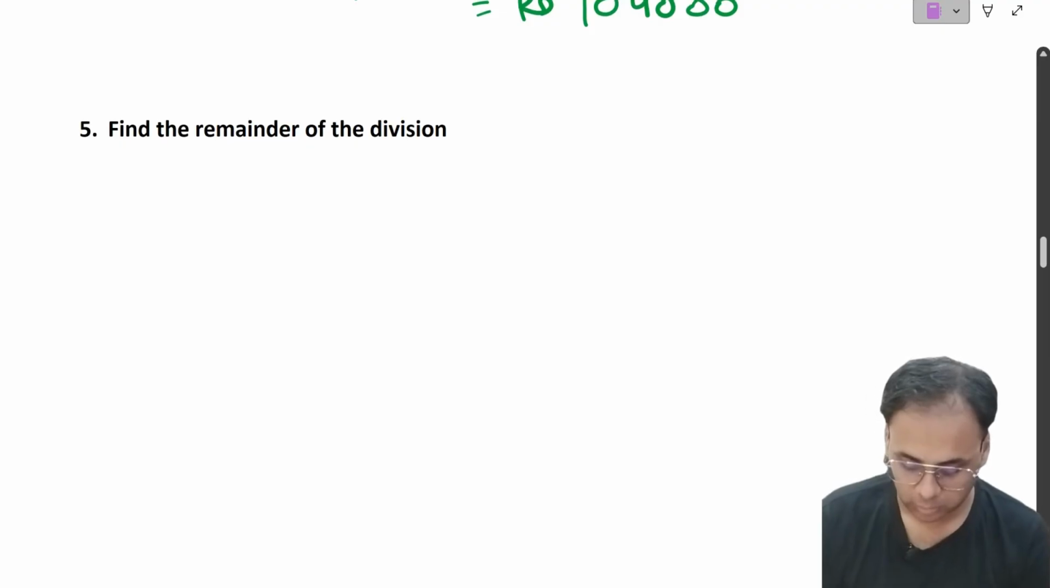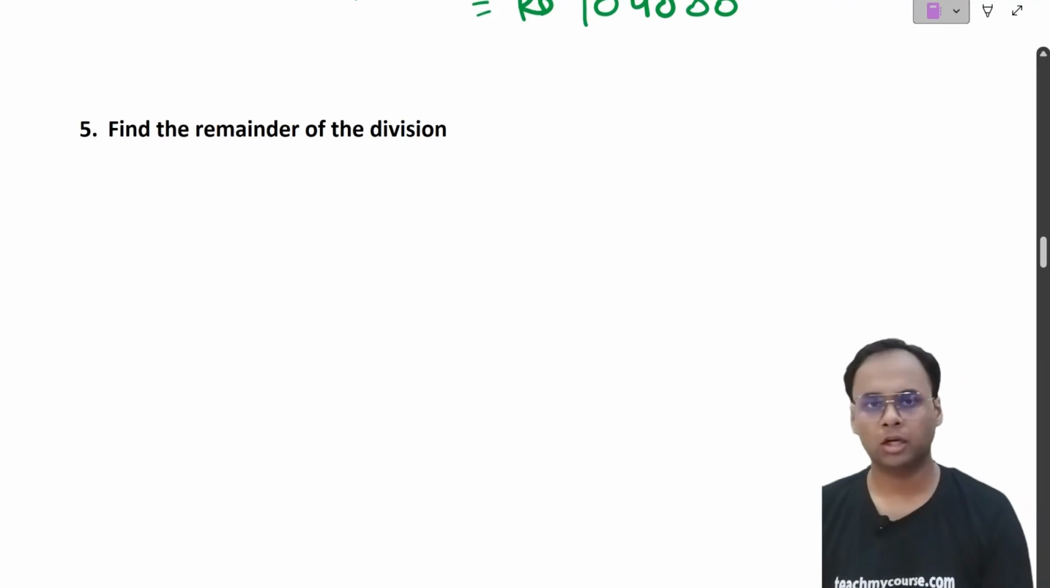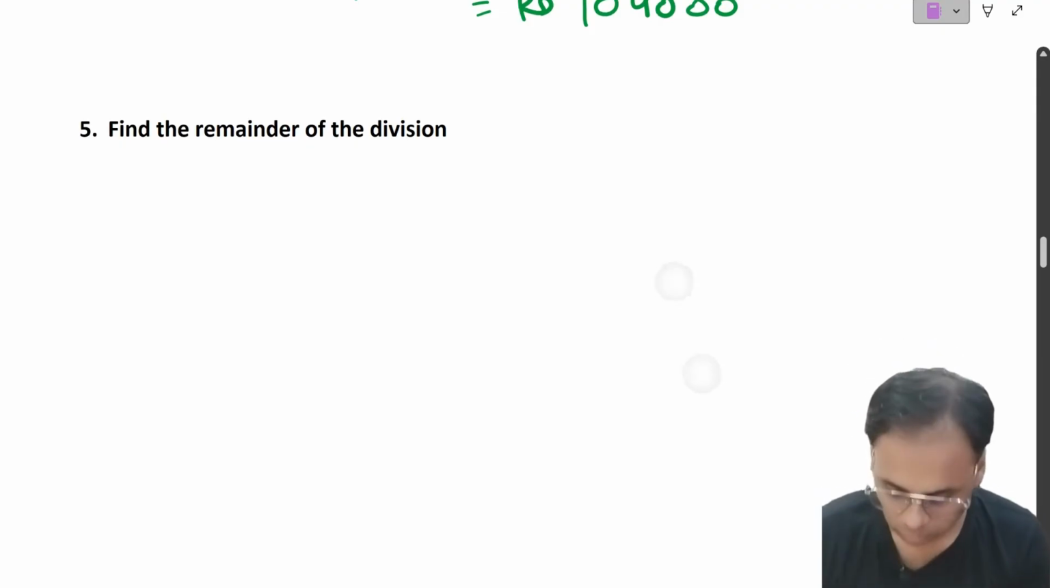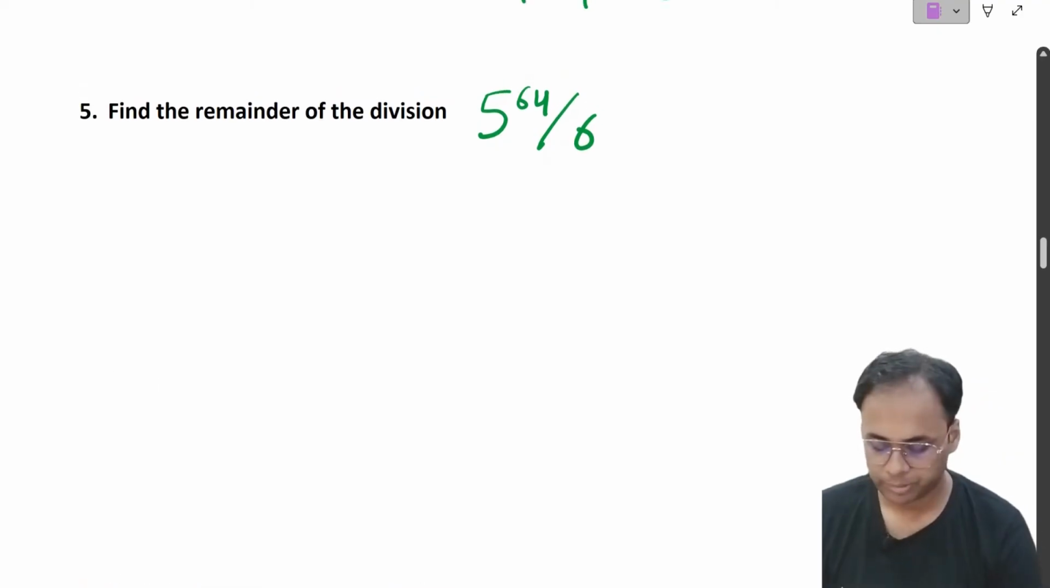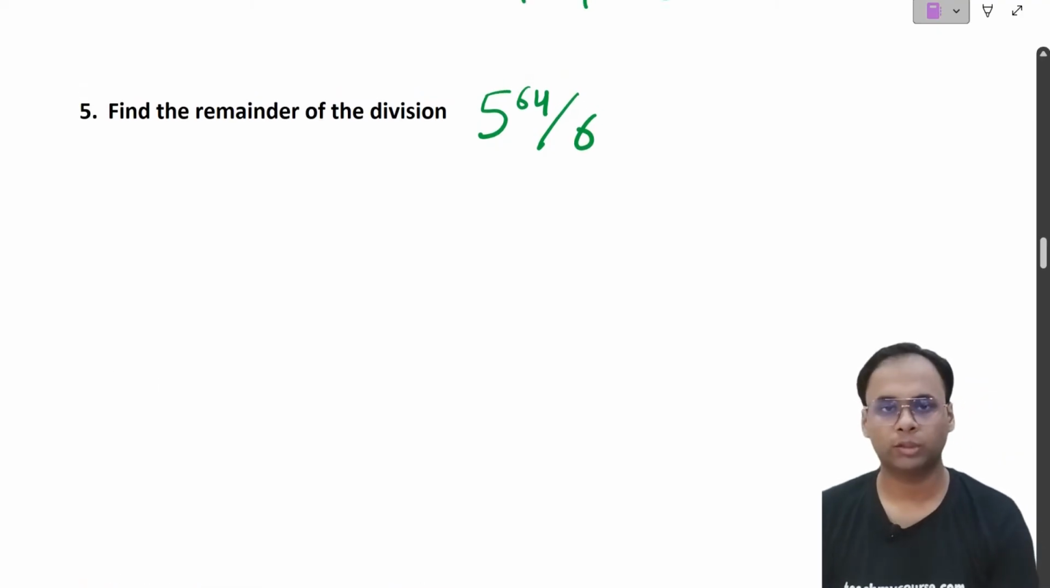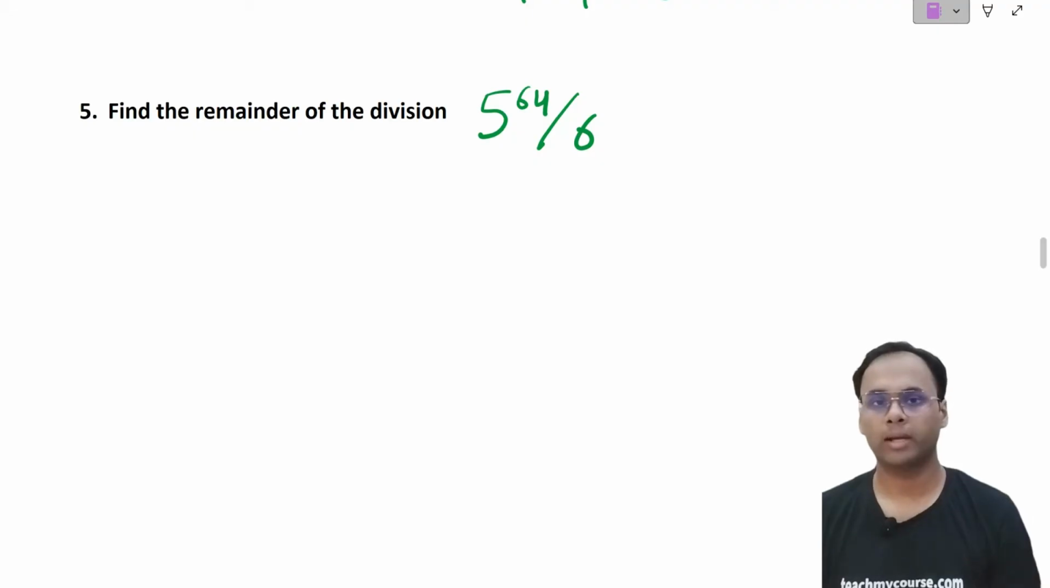So the next question is: find the remainder of the division. What is the division? Let me just complete the question. It is 5 to the power 64 by 6. So this is the question. We need to find the remainder of the division 5 to the power 64 by 6. By looking at it first, it looks very confusing how to go about it.